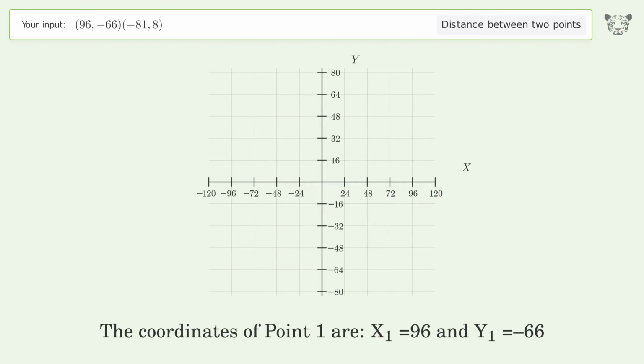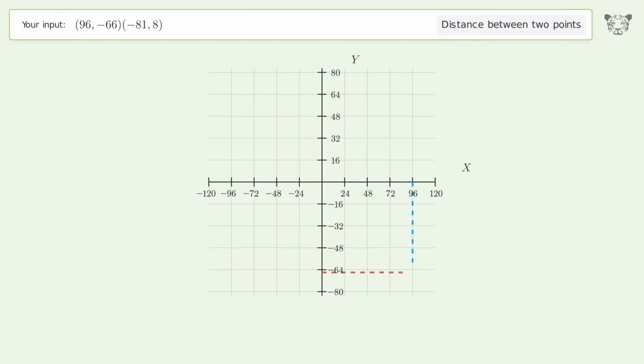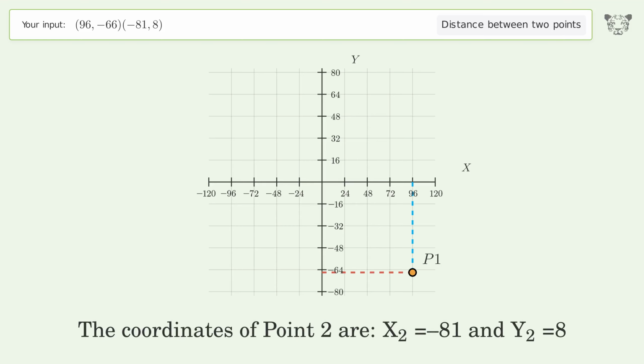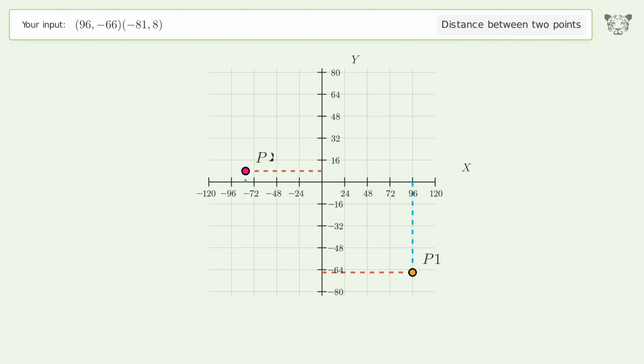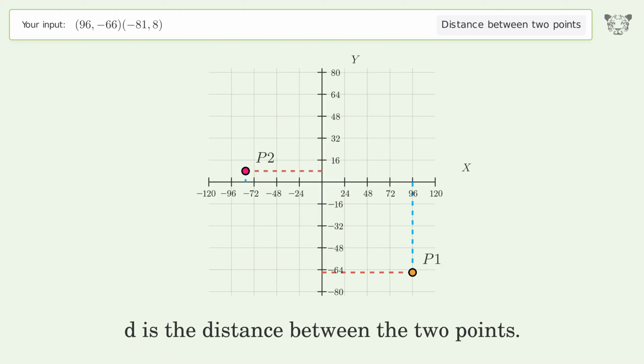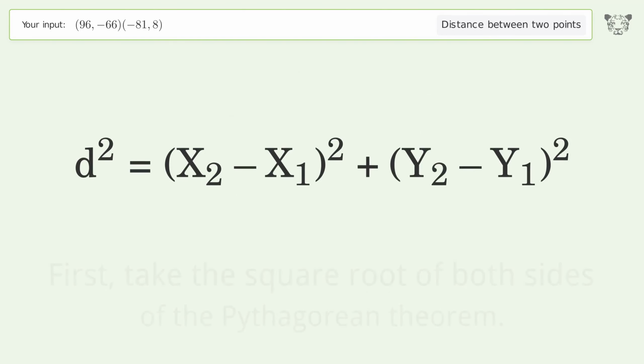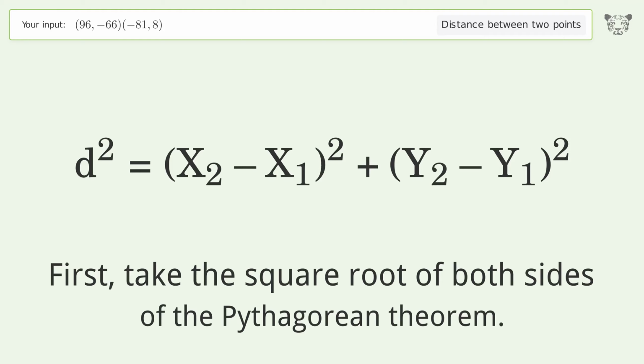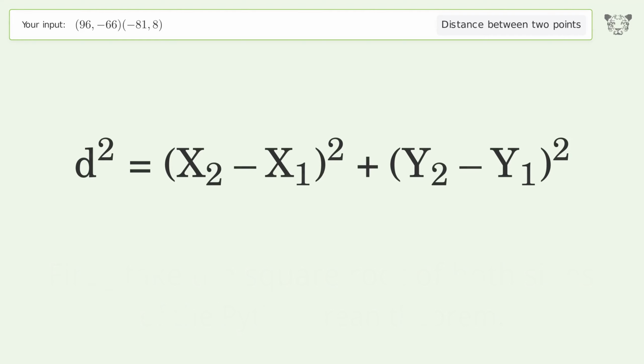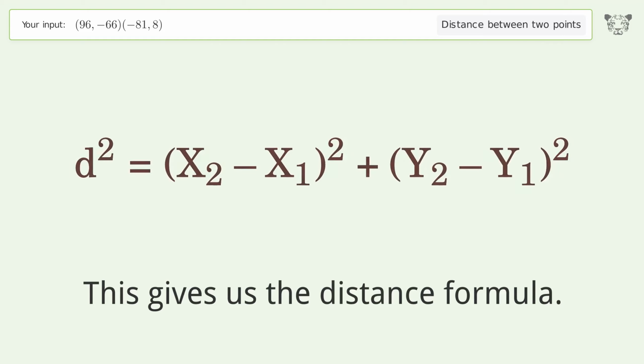The coordinates of point 1 are x1 equals 96 and y1 equals negative 66. The coordinates of point 2 are x2 equals negative 81 and y2 equals 8. D is the distance between the 2 points. First, take the square root of both sides of the Pythagorean theorem. This gives us the distance formula.